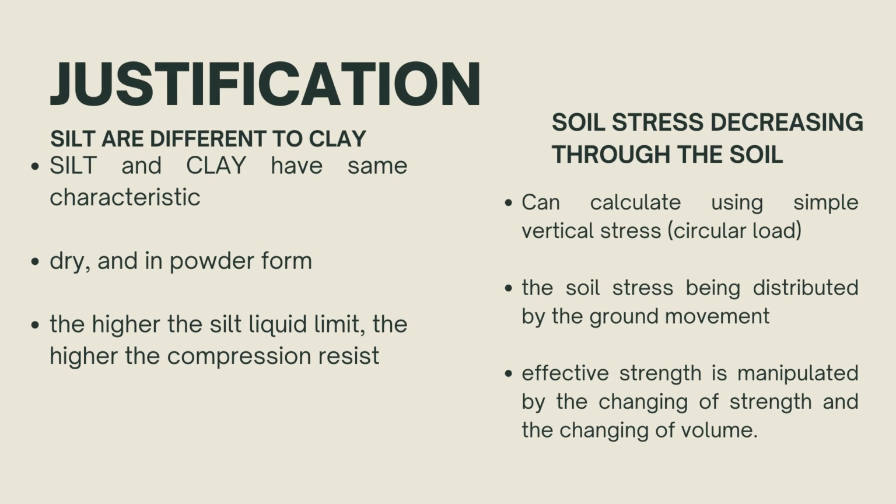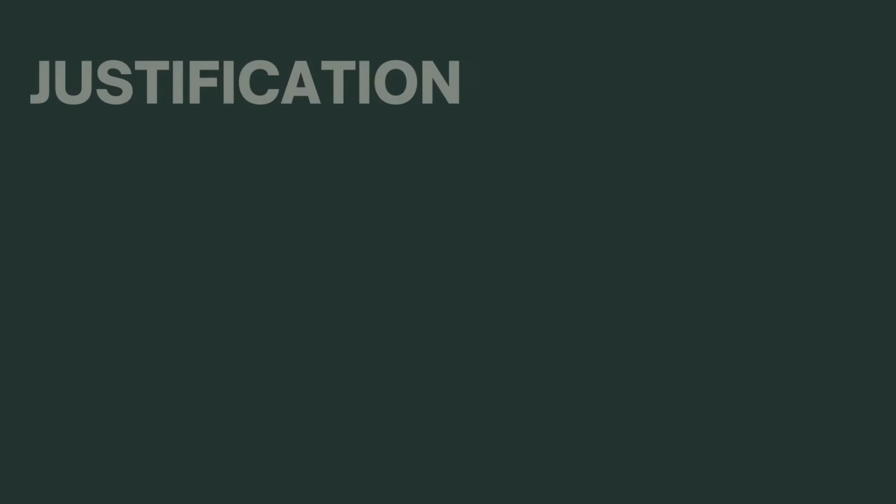For the justification, I would like to say silt is different from clay, even though silt and clay have the same characteristic, which is dry and in powder form. But the higher the silt liquid limit, the higher the compression the silt can resist. The soil stress decreasing through the soil can be calculated using the simple vertical stress, which in this mini project uses circular load. The soil stress is distributed by the ground movement and the effective strength is manipulated by the changing of strength and the changing of volume.